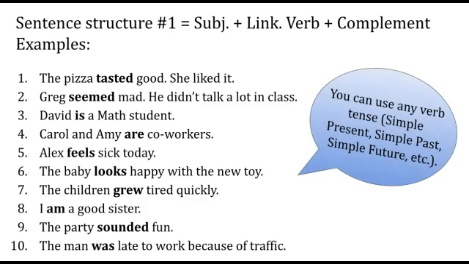linking verb can be in any time. That means any tense. You can use the linking verb in the present tense, like in number 3, David is a math student, is, or number 4, Carol and Amy are co-workers. I'm using the verb be in the simple present, or feels in the simple present. Or I can use it in the past, like in number 1, the pizza tasted good. Ed ending because this is in the past.